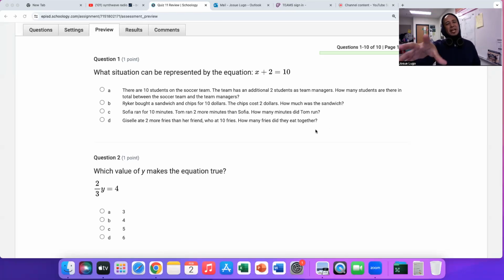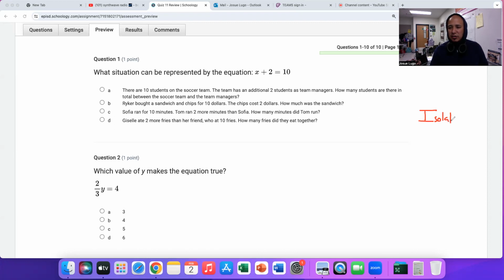We are here right now to go over the review for our quiz 11, which is on equations. And so you're going to see a whole bunch of equations. Remember that equations have equal signs. And our goal is always the same whenever we're dealing with equations. Our goal is to isolate the variable. In fact, I'm going to write that down. Our goal is always to isolate the variable.